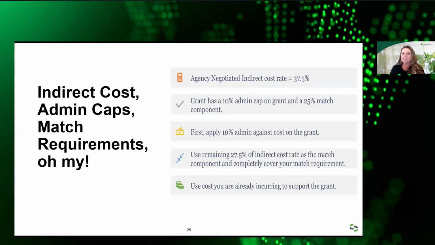This is allowing agencies to go after more grants that have the match component, because before they didn't have the cash to set aside. Now you don't even need the cash to set aside. You have your indirect cost rate. And this is the federal government's acknowledgement that indirect cost really is important and is part of the cost of the service.